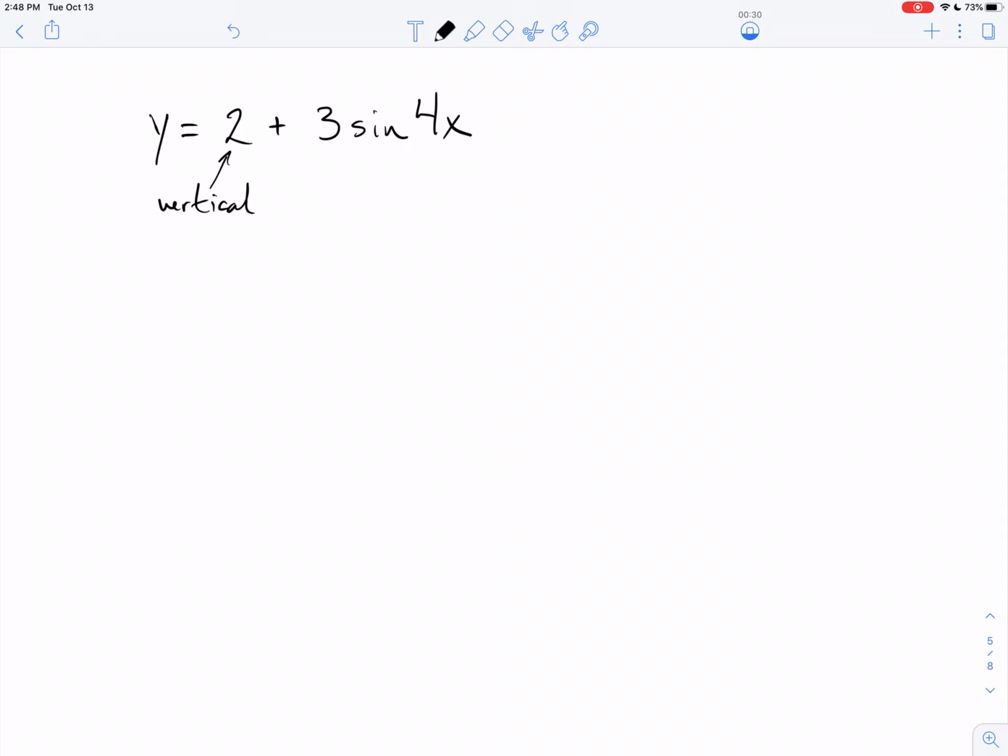We've already seen the other 2 numbers and what they do, but let's just review. This guy right here, I take its absolute value, I would get positive 3. That guy would be called my amplitude. And then this guy right here is my b value, so I would do 2 pi divided by b, which gives me pi halves as a period.